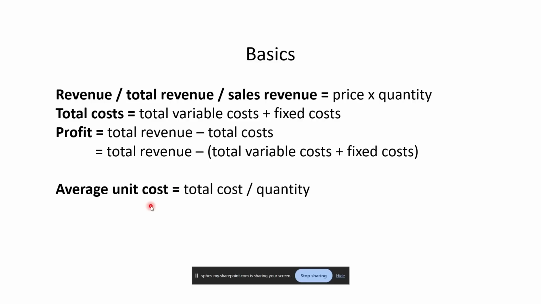Average unit cost is total cost divided by quantity. That tells you how much, on average, each unit of output costs the business to make. So they're your basics that you need to know.